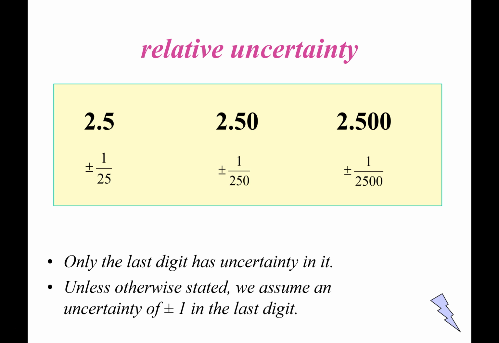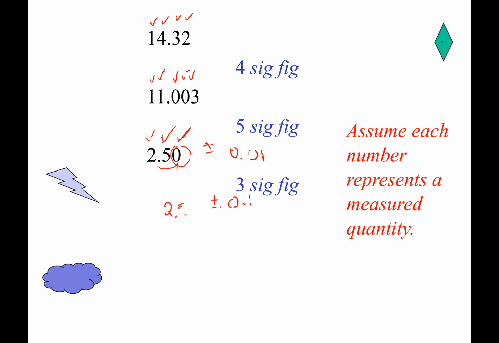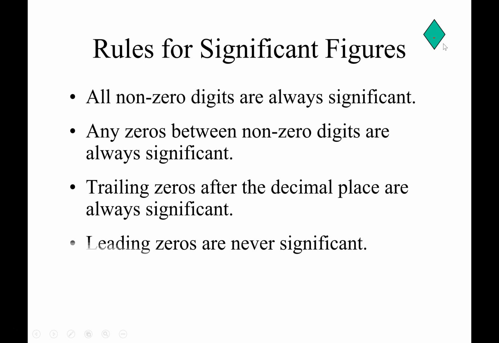So let's see, back to this guy. Okay, so we have another rule, and it's about the zeros. This is a different type of zero. This is a leading zero. And sometimes I call these leading zeros kind of like placeholders, and you'll see what I mean.